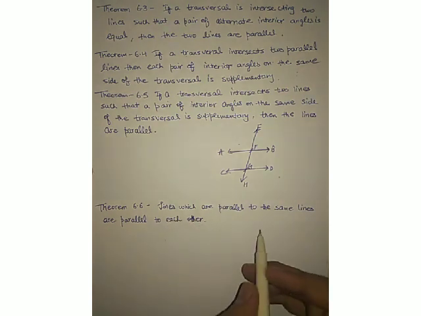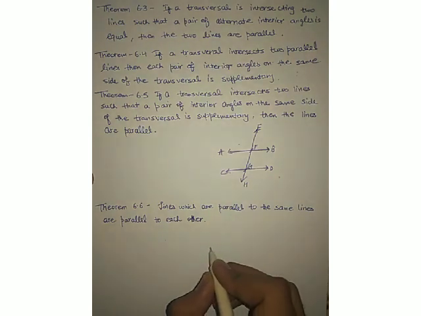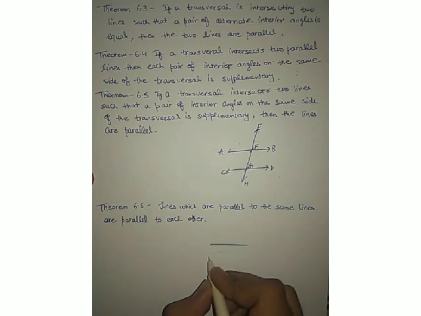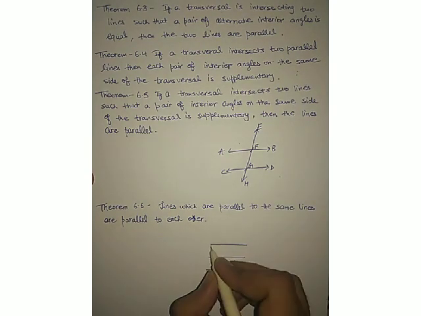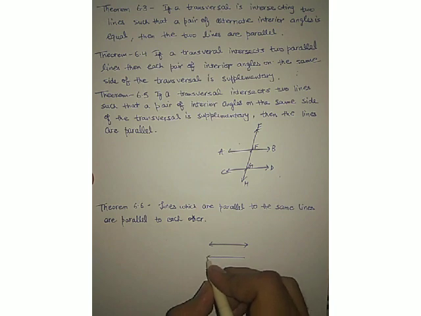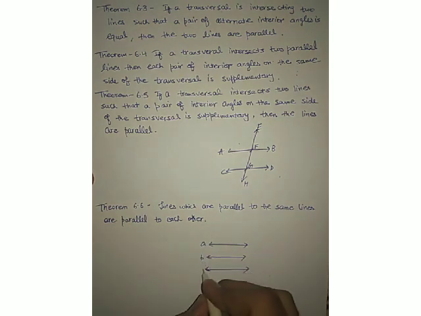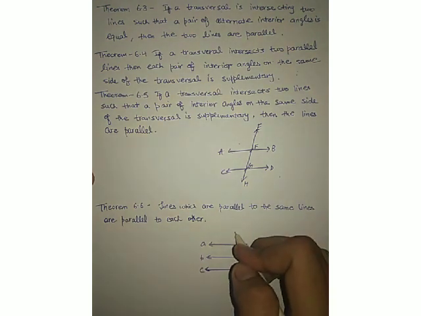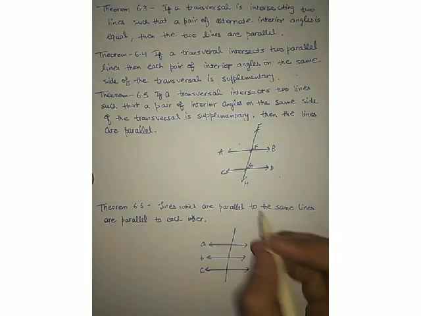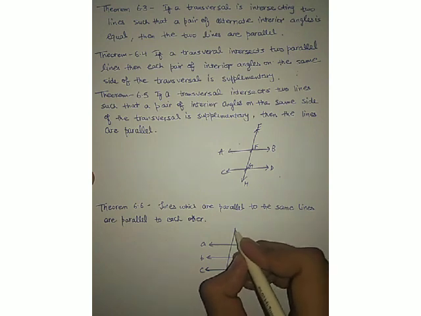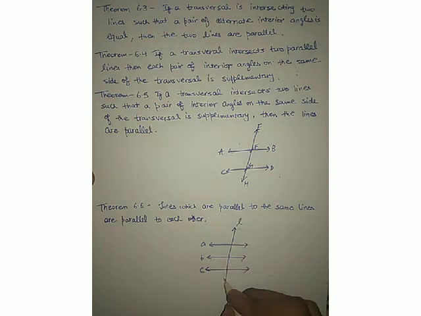Lines which are parallel to the same lines are parallel to each other. Now in this theorem, more than two parallel lines are being dealt with. So firstly, we'll draw the diagram. Suppose there are three parallel lines, A, B, C, and there is a transversal trisecting them, because it's intersecting at 3 points. Let the transversal be L.